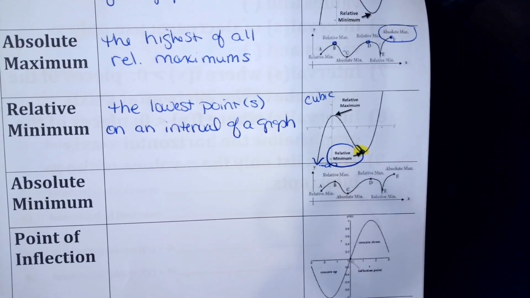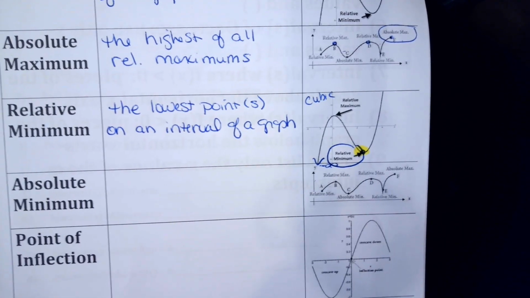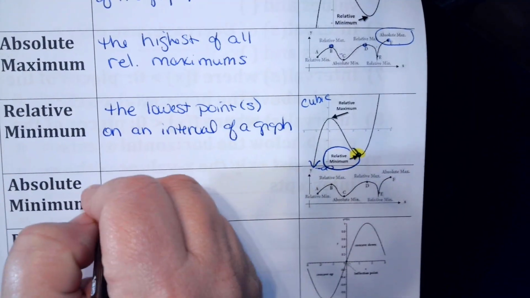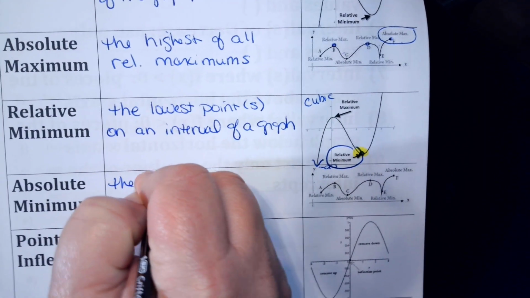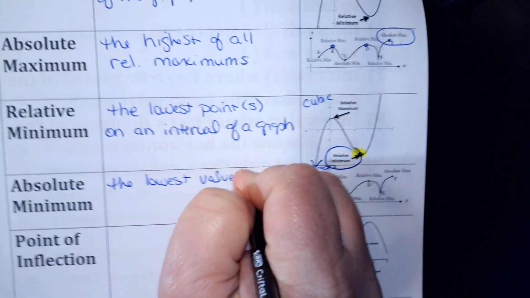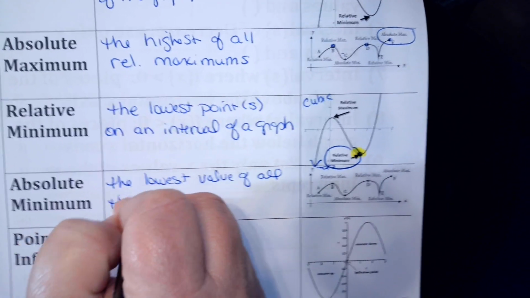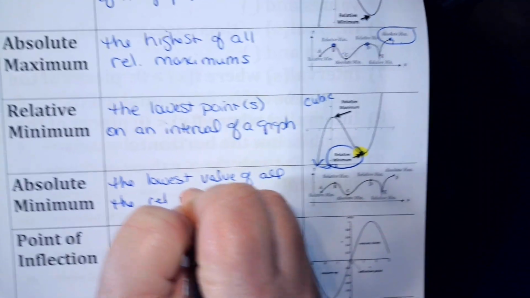And just like with the absolute maximum, we're also going to have an absolute minimum. So the absolute minimum is the lowest value or point of all the relative minimums.